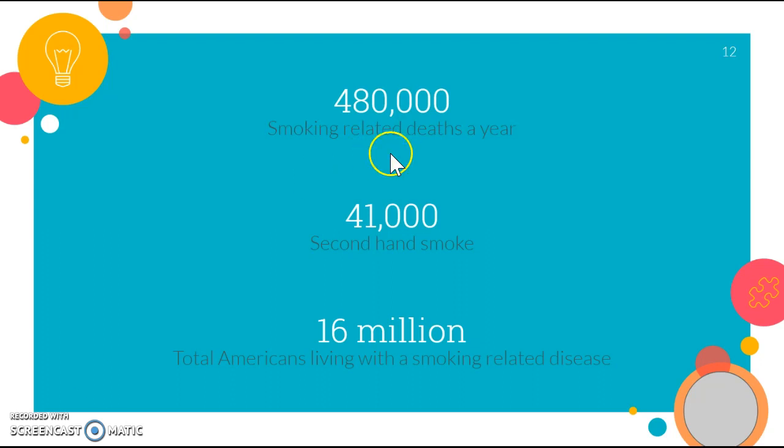So these are just some numbers I pulled from the CDC. There are 480,000 smoking-related deaths a year in the United States, and 41,000 of those are from secondhand smoke, which is pretty bad. And currently, there's 16 million Americans living with a smoking-related disease in the United States. So, pretty big issue still, even though a lot of people may have quit smoking or given it up, but it still is a problem out there, especially for young people, actually. So we'll be talking about smoking as a disease related to the respiratory system later on in this unit.